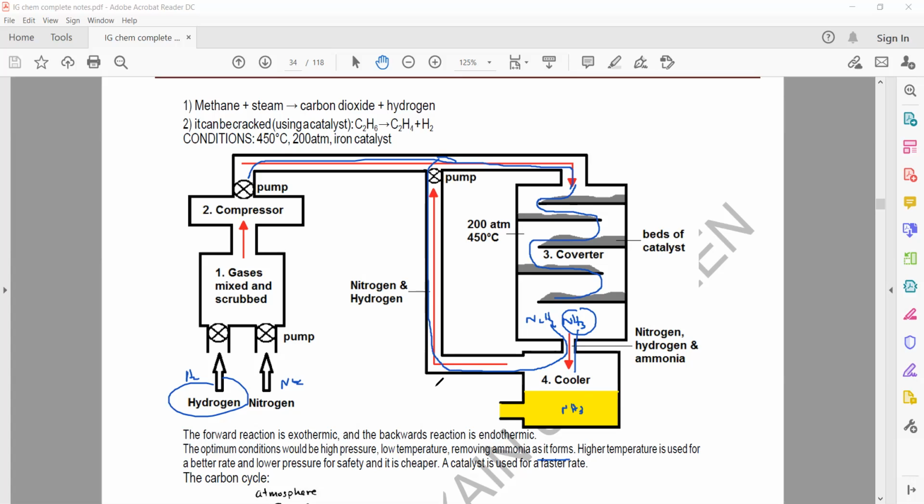This process is known as the Haber process for manufacturing ammonia. Is it clear? The manufacture of ammonia by Haber's process.